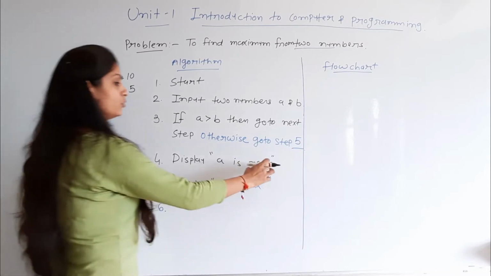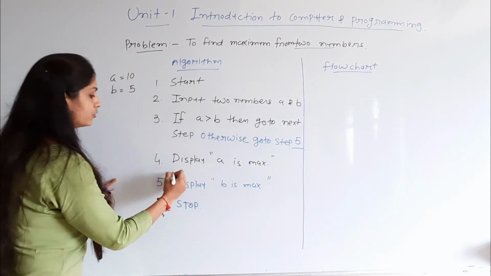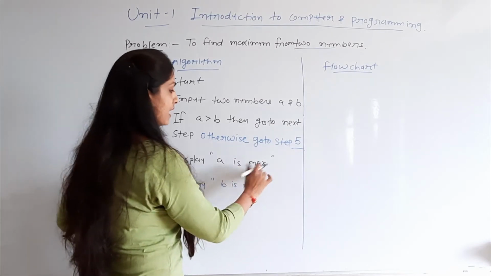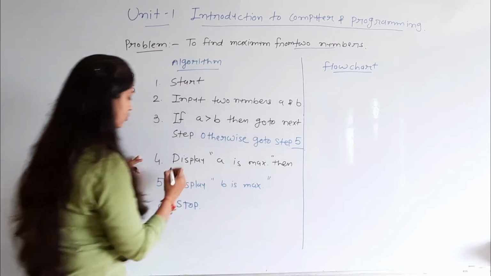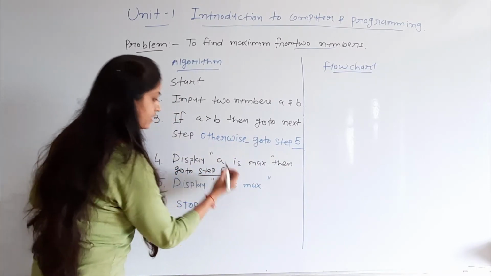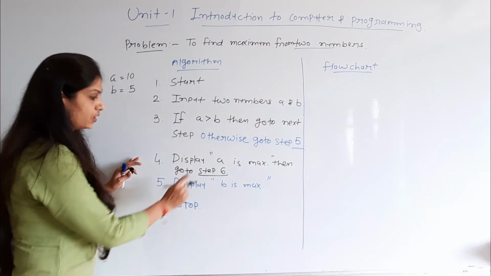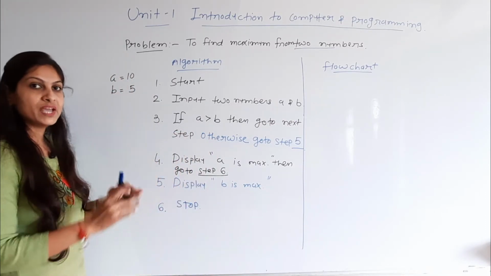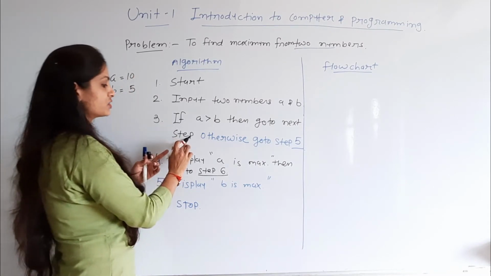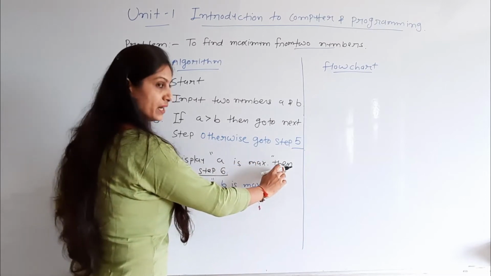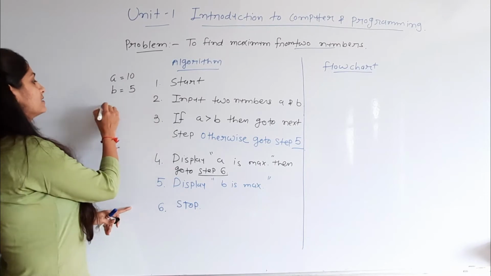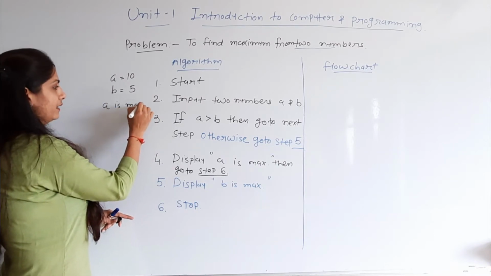And for that you can choose two methods. Here you can write again stop, or you can do it like this: display A is max and then go to step number 6. That is nothing but the stop. So here the fifth step will be skipped and the problem is solved. So when 10 is greater than 5, means condition true, A is max will be printed and it goes directly to the sixth step.